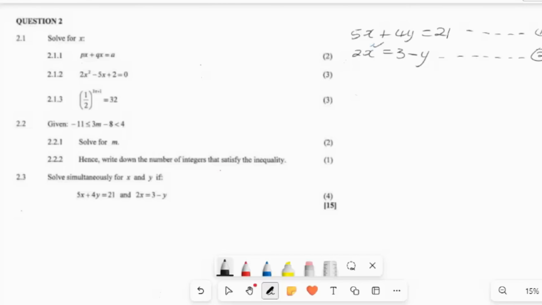How do we make this y the subject of the formula? If we transpose it to this other side, it's going to change the sign and be positive. Then we'll have positive y. And we transpose this one to the other side, we're going to have 3 minus 2x. And this is our equation 3.